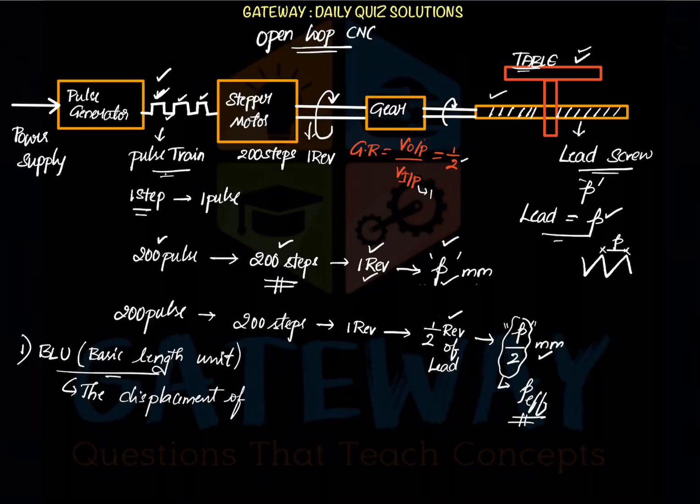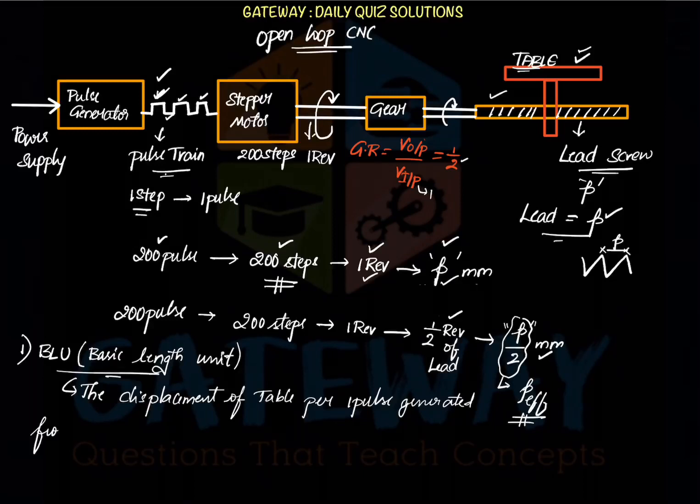The displacement of the table per one pulse generated from the pulse generator. One pulse generated from the pulse generator. What does it mean? Distance traveled per one pulse.